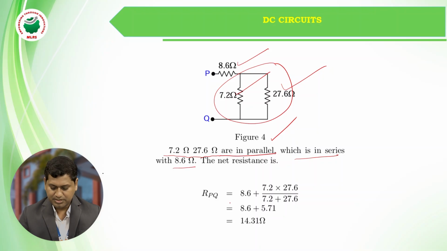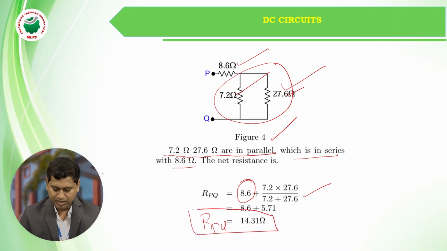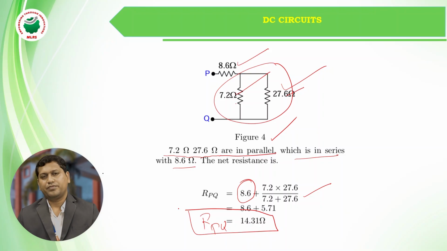The net resistance is, using the formula we already have, 8.6 plus 7.2 into 27.6 divided by 7.2 plus 27.6. So finally we get R PQ equal to 14.31. So this is the solution we have received. Thank you very much.